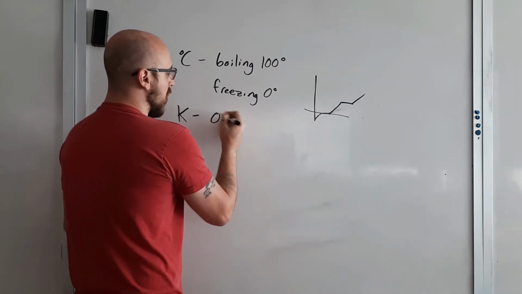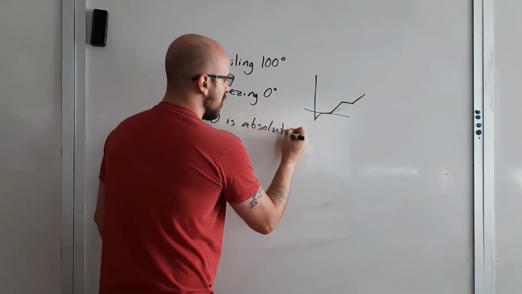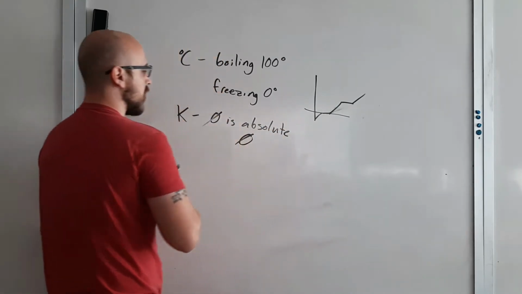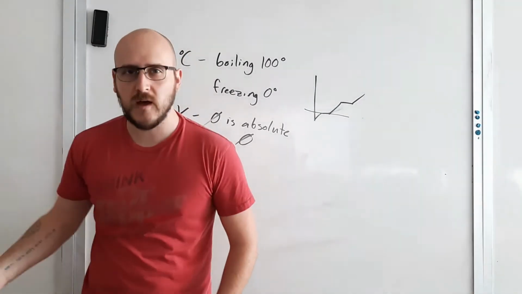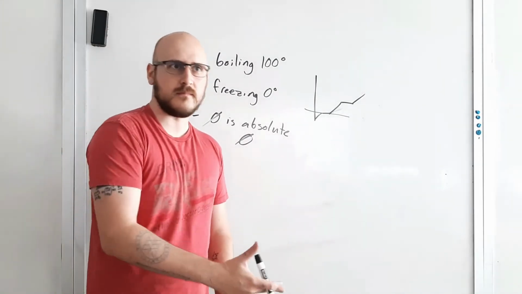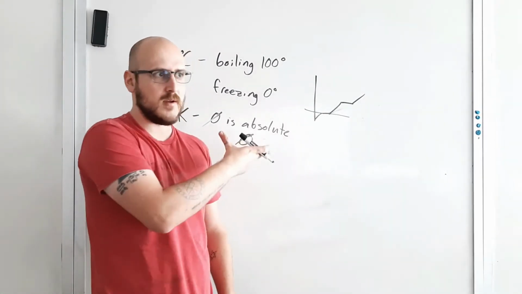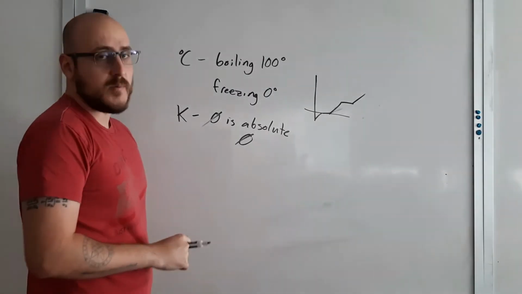Where 0 is absolute 0. So 0 Kelvin is the absolute lowest temperature. There is no negative Kelvin because it's already not moving. You can't have negative motion. Negative motion is still just motion. So in Kelvin, we put 0 at absolute 0.